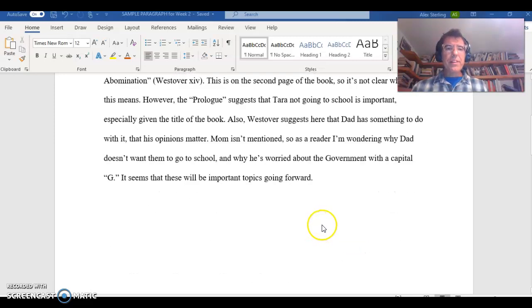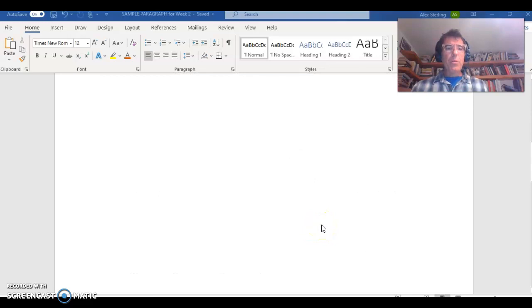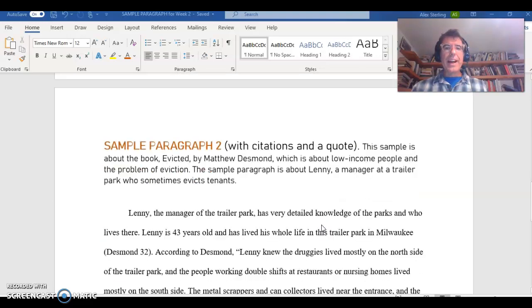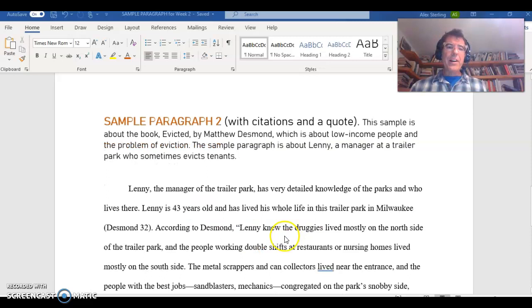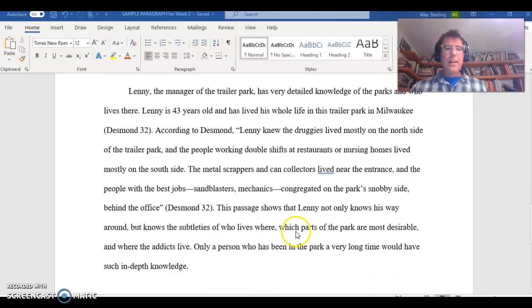Very briefly, I will put this document in Canvas so you can look at it. I have a second sample paragraph, just so you can keep on getting a feel for it. This is about the book Evicted, and it's about a person in that book called Lenny. But I'll let you read that on your own. I'm doing the same thing. I say something, I have details, I have a citation in parentheses, I have quotations when I use the exact words, and then I explain at the end.